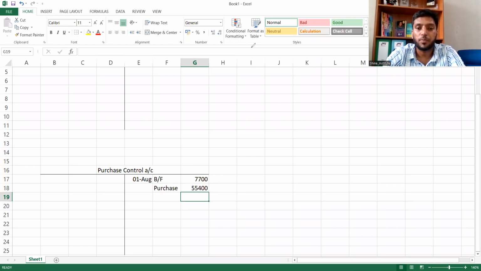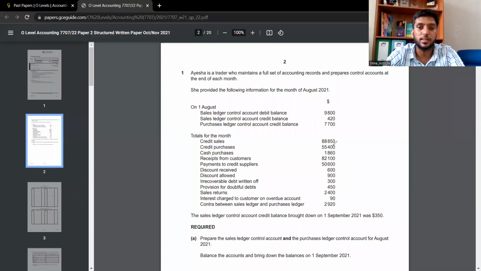What do we have? We have cash purchases 1,860. Now there's a big confusion between the students. Do we need to take cash into the books of accounts? Never take cash into books of accounts because it is a credit transaction which we are speaking about. Sales, credit sales which we are recording, and purchase, credit purchase which we are recording. So don't take cash purchase into credit purchase and credit sale. So exclude that. Don't take this into your mind and waste the time.